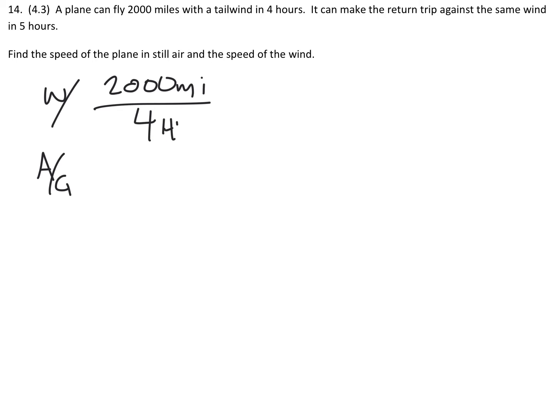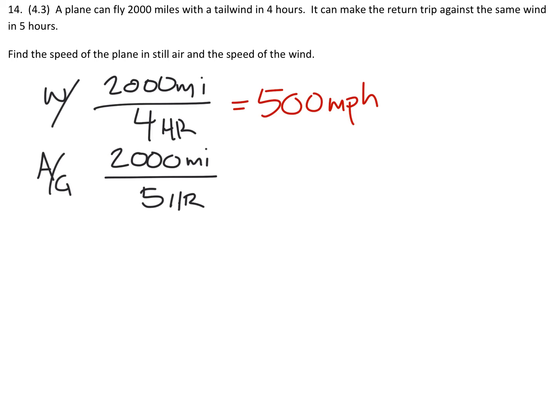And to do this, we need to find the speed of the plane with the wind and then against. So the speed of the plane with the wind, so with the tailwind, would be 2,000 miles per 4 hours, which is really just 500 miles per hour. Now against the wind, it'll still be 2,000 miles, but now it will take place in 5 hours, which will give us 400 miles per hour.